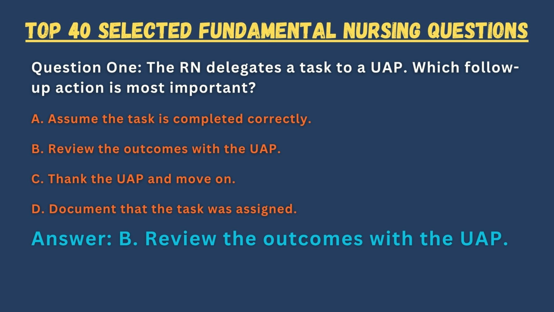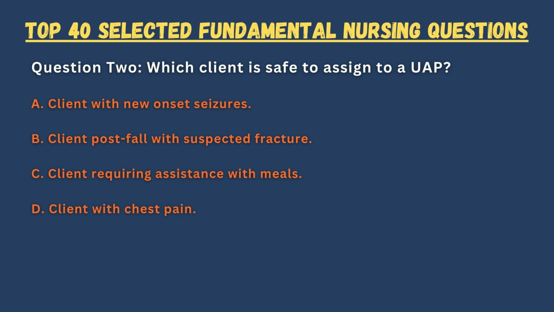Answer. B. Review the outcomes with the UAP. Question 2. Which client is safe to assign to a UAP? A. Client with new onset seizures. B. Client post-fall with suspected fracture. C. Client requiring assistance with meals. D. Client with chest pain.